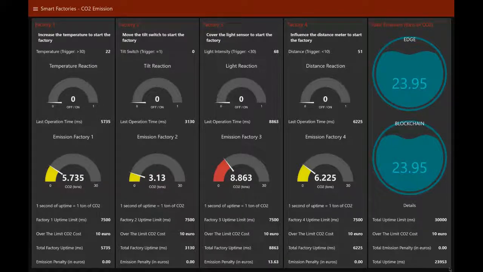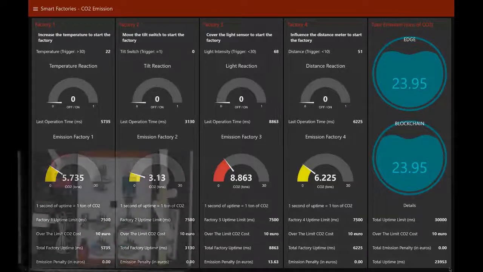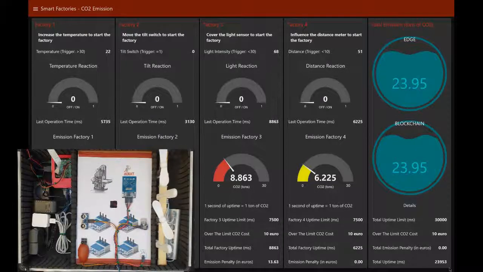So all our actions performed during the demo resulted in what you can observe on this dashboard. So in fact, a report about CO2 emissions on factory level, company level, as well as penalties earlier mentioned in the rules. And of course, the same actions were recorded on the ledger, so on blockchain.